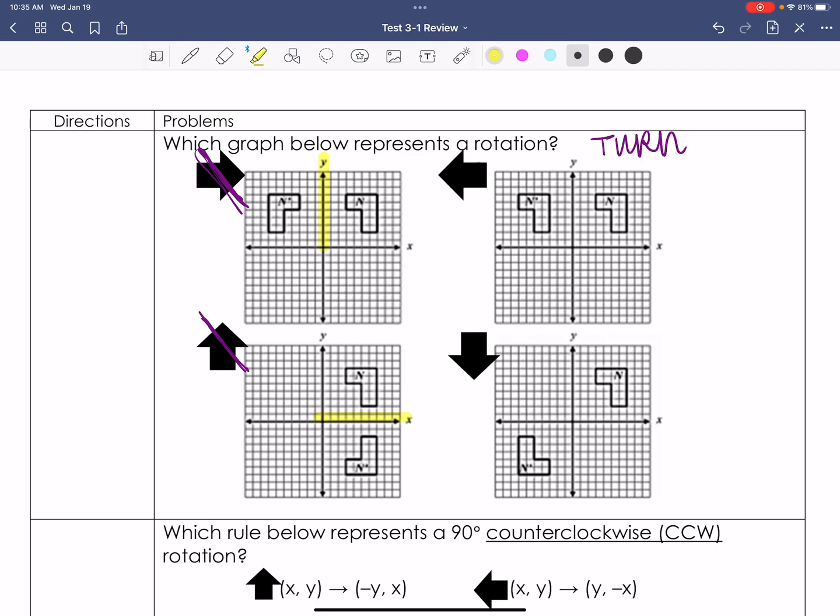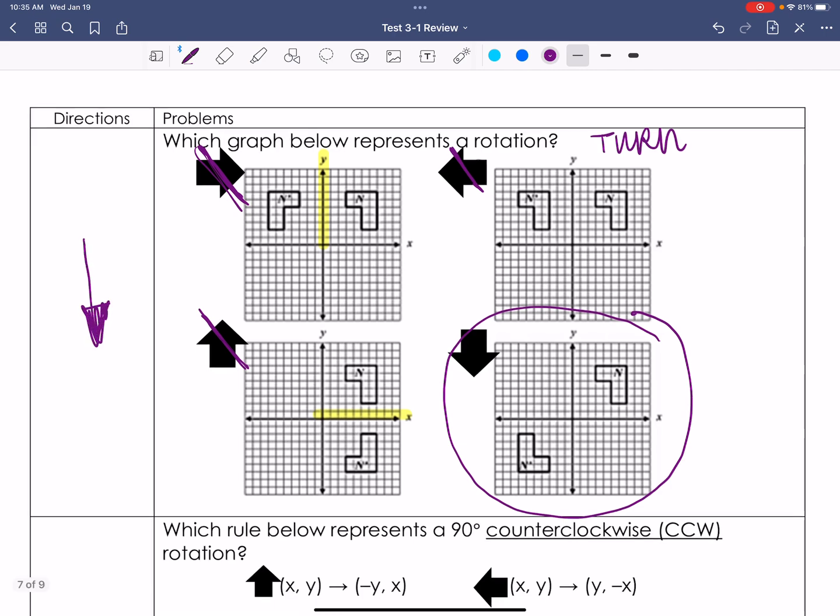Looking at the left arrow, I see that my image has slid across, and I know it slid because after the transformation, my shape still faces in the same direction. So this is also not a rotation. But looking at the down arrow, this is a turn. My shape just turned. So the down arrow is going to be your answer for an example of a rotation.